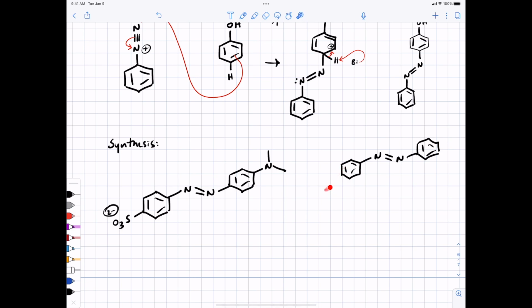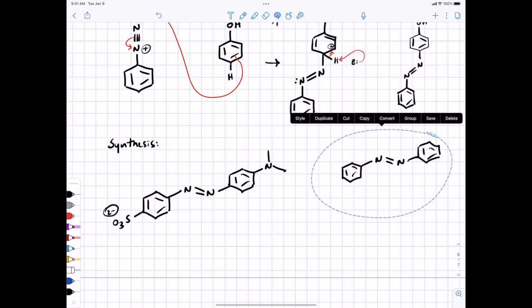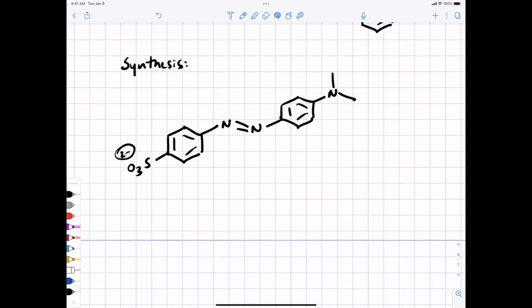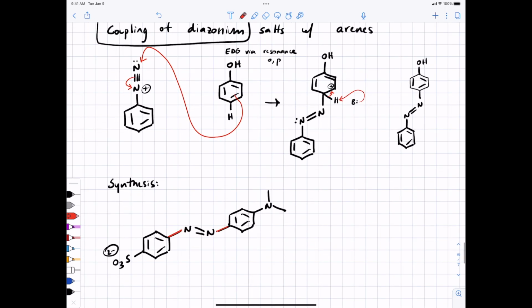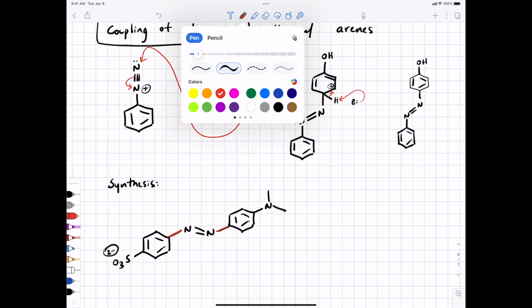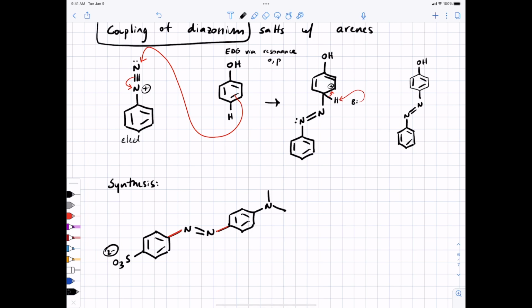Well, how do I get one group on this side versus the other side? If you can avoid that situation where you're having to ask how to be selective for one benzene ring over another, your synthesis is going to go a lot smoother. So I agree with you. We want to make one of these two bonds as the last stage. Now go back and look at the coupling of diazonium ions. This is our electrophile, and this is our nucleophile.